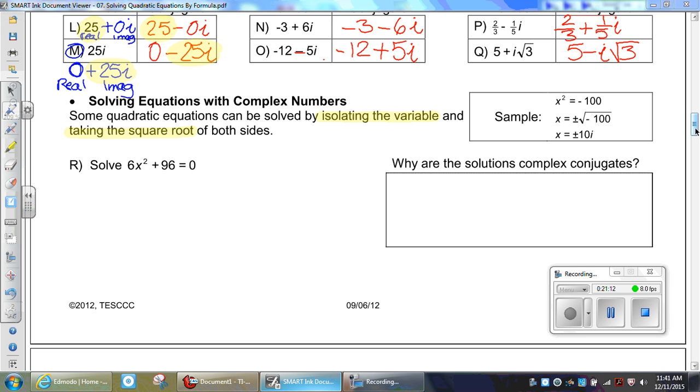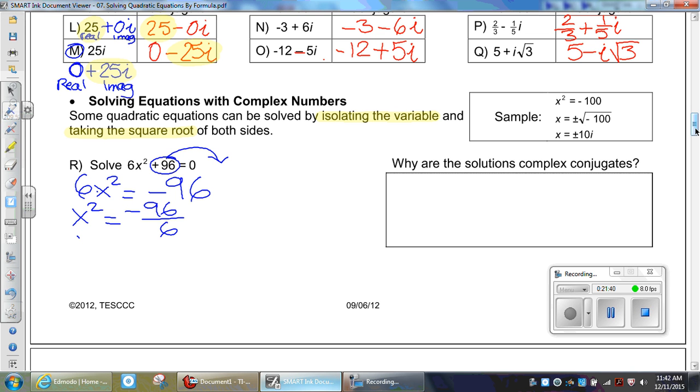So we have here 6x squared plus 96 is equal to 0. So my first step is to take care of this positive 96, move it across. The 96 is adding to the x, so once I move it, it will be subtracting, therefore it is negative 96. From here, you see that 6 is multiplying to the x squared, so you need to divide by 6. So negative 96 divided by 6. And here what we will get is negative 16 actually. If you divide negative 96 divided by 6, you will get negative 16.